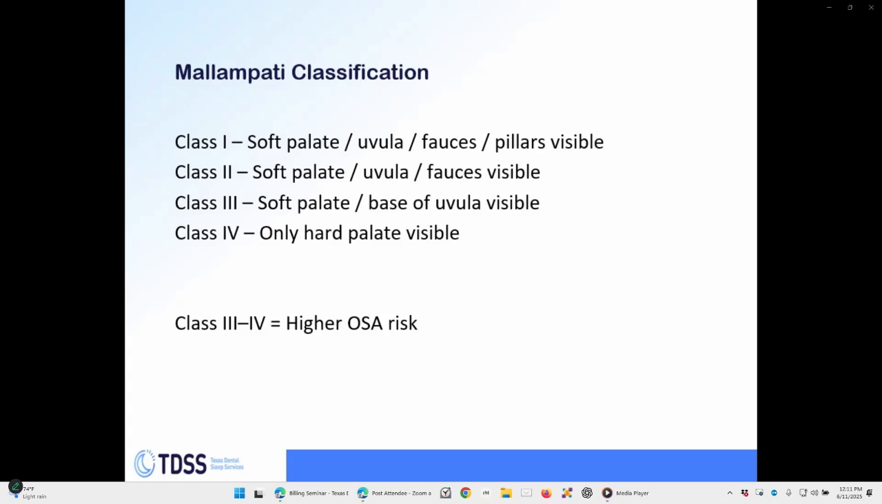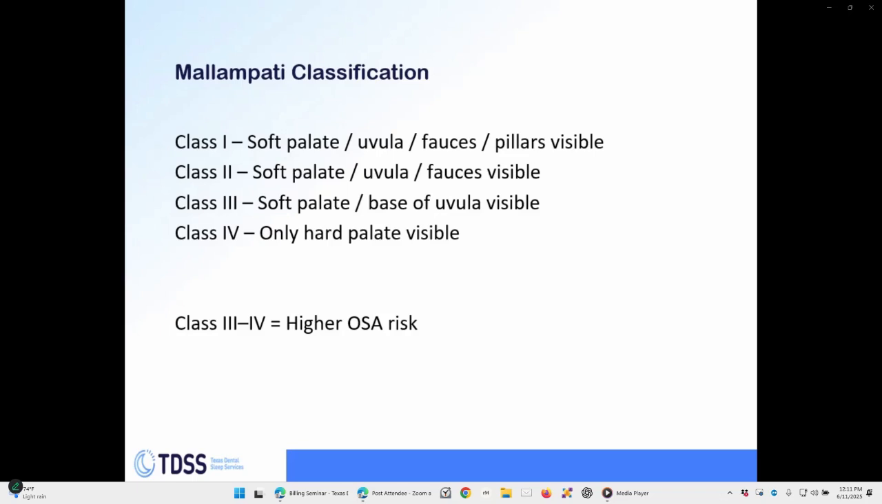Class 3, getting more crowded. You can only see the soft palate and maybe just the very base of the uvula. And class 4, that's the highest risk category. You basically just see the hard palate at the front. The soft palate and uvula are completely blocked from view by the tongue. Wow, okay, so class 3 and 4 are the ones to really note.